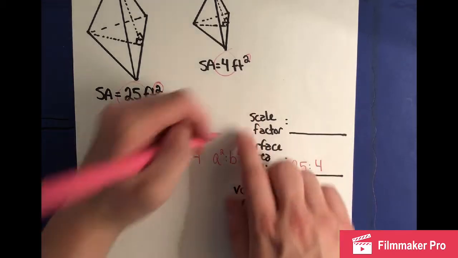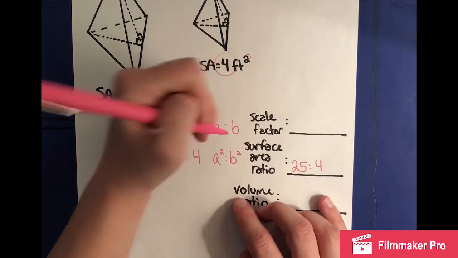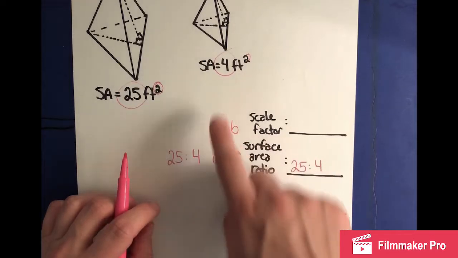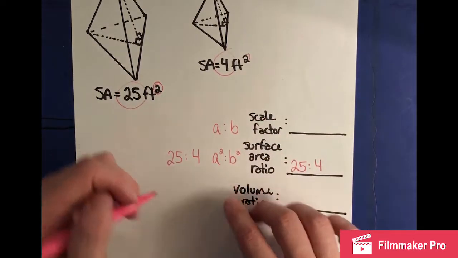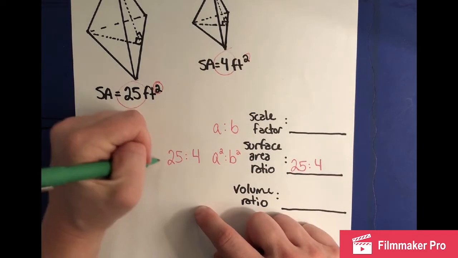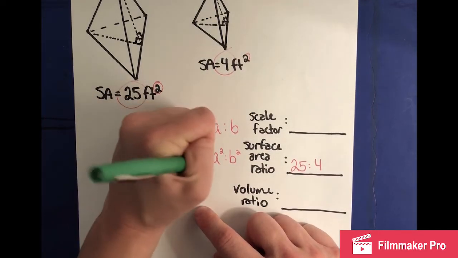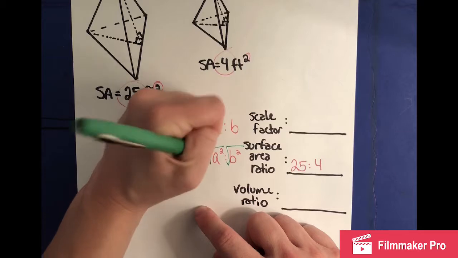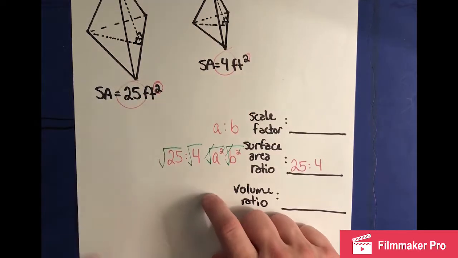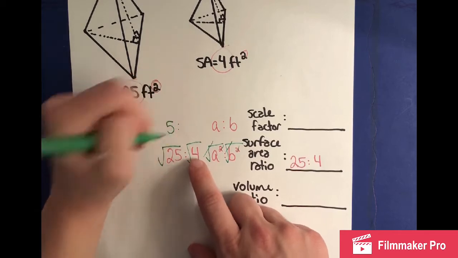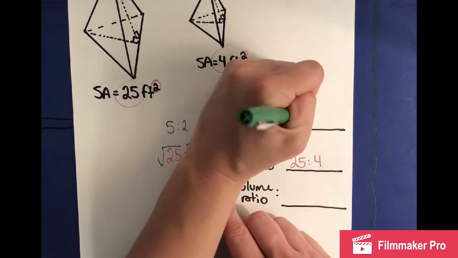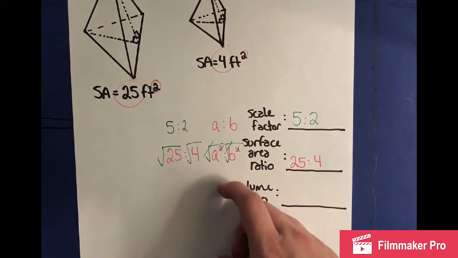But here's the thing. I want to get back to A to B. So how do I get from here to here? You're getting from A squared, and you're undoing the square. Therefore, what you're actually doing is square rooting. Because when you square root each, it goes away. So really, that's what we want. So what's the square root of 25? That's 5. Square root of 4 is 2. So this is 5 to 2. Okay?